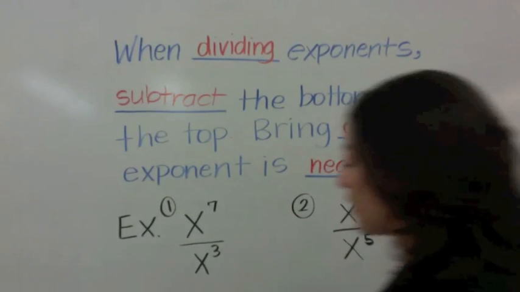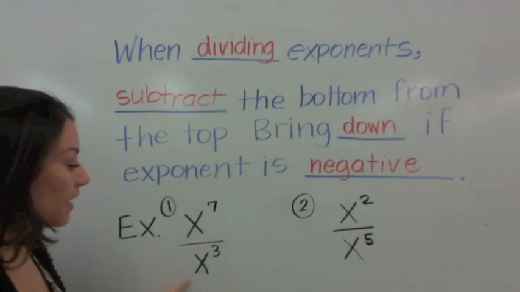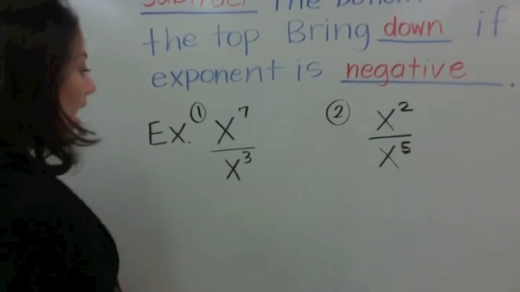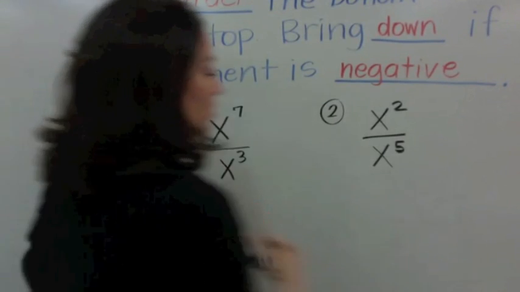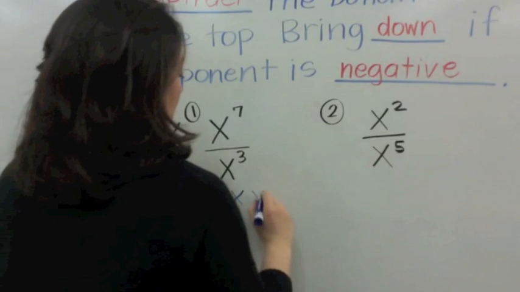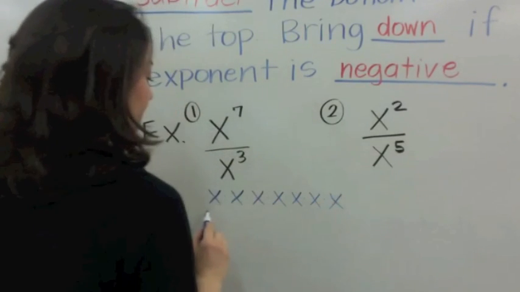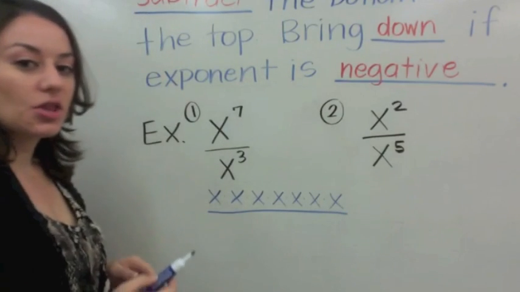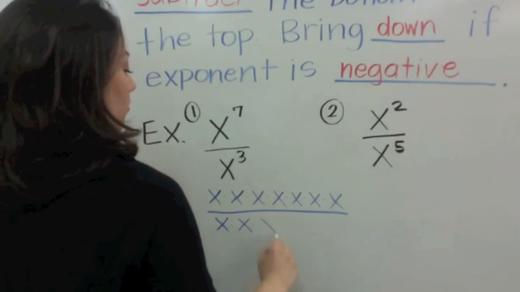Pretty simple, right? So take a look at x to the 7th divided by x to the 3rd. Let me first explain how to do this by expanding. What is x to the 7th power? It's x times x times x times x times x times x times x. 7 x's: 1, 2, 3, 4, 5, 6, 7. And x to the 3rd power is how many x's? 1, 2, 3.